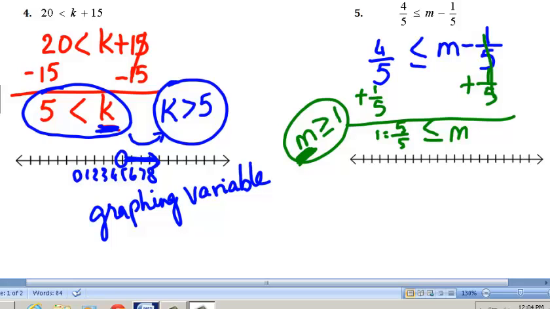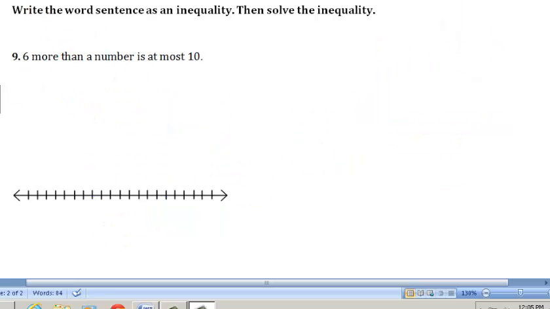I know I gave you a longer number line. Maybe next time I'll give you a smaller one. But 0, 1, 2, 3, 4, 5, 6, 7, and that's good enough. At 1, it is a closed circle at 1, and then it goes that way because it is greater than. Again, use a colored pen. All right, let's move on.